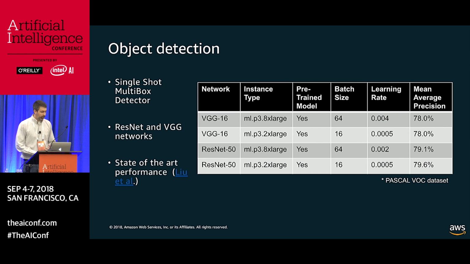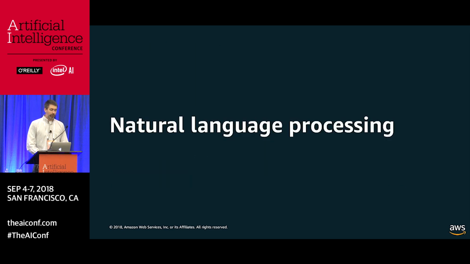Object detection, which we recently launched, so that's SSD, single-shot multibox detector. Again, it has a ResNet, or you can have a VGG network underneath. And we've hit that state-of-the-art performance that you see published in academic research with our implementation.